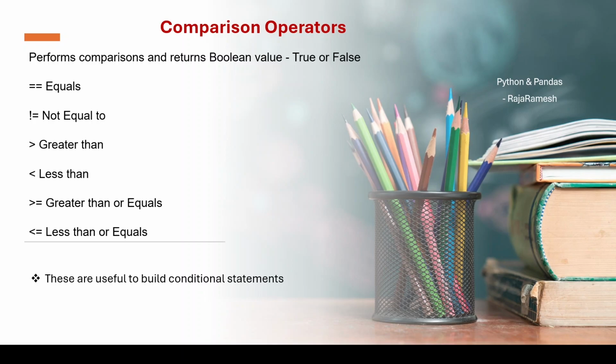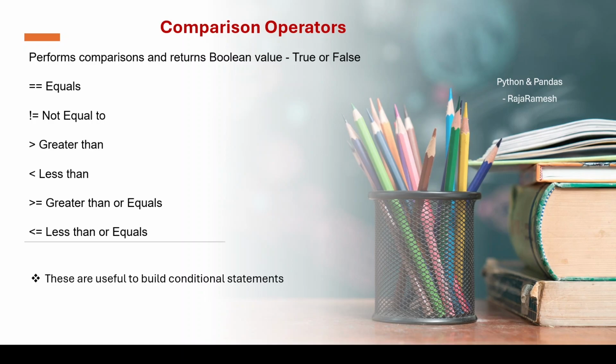Both are represented by right and left angular brackets. And we do have greater than or equal to and less than or equal to operators to check whether a value is greater than or equal to another value. Comparison operators are especially useful when you are building conditional statements, which we will learn in further videos.